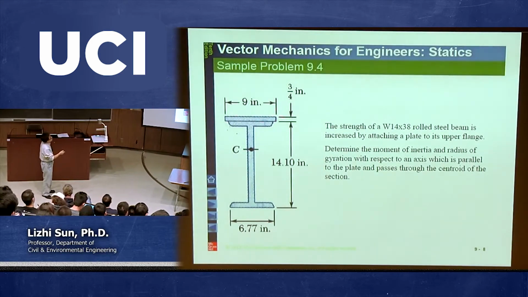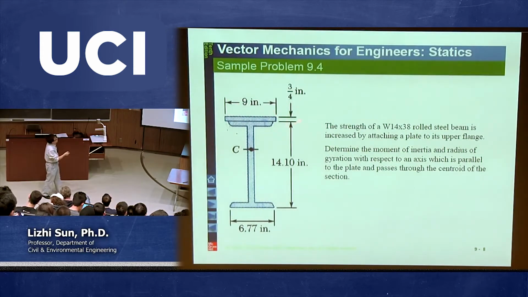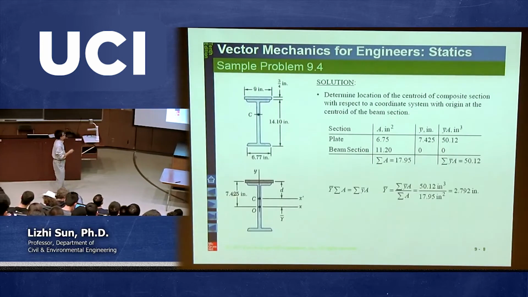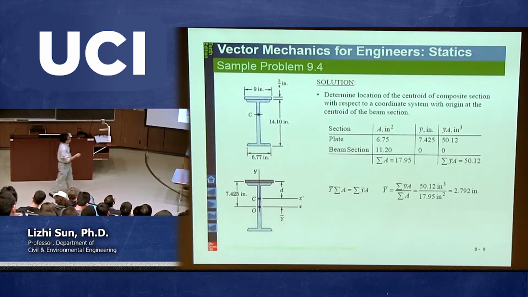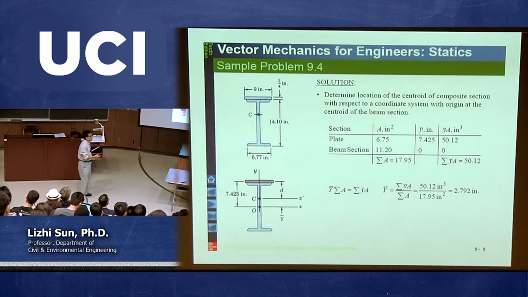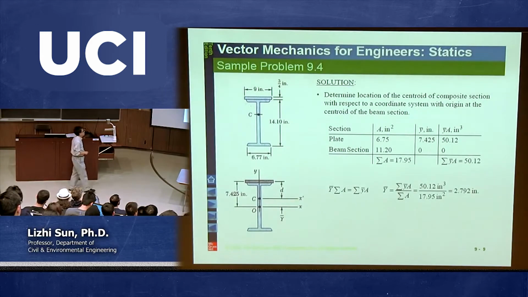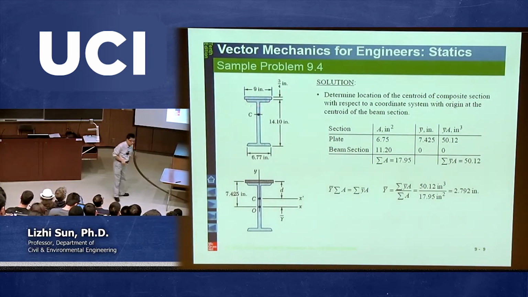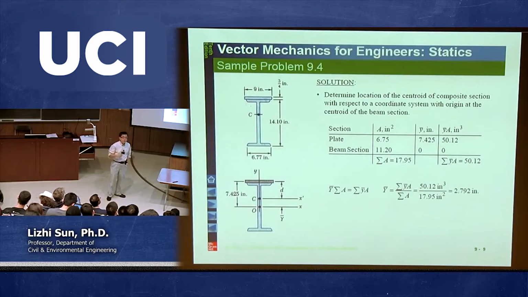But on top of this one, you have a thin plate. The width is 9 inches, and the thickness is 3/4 inch. Okay, so the first step, we need to identify the centroid of this overall structure. And we need to go back and look at chapter 5. How are we going to calculate the centroid of a relatively complex structure? Okay, again, we're using superposition.